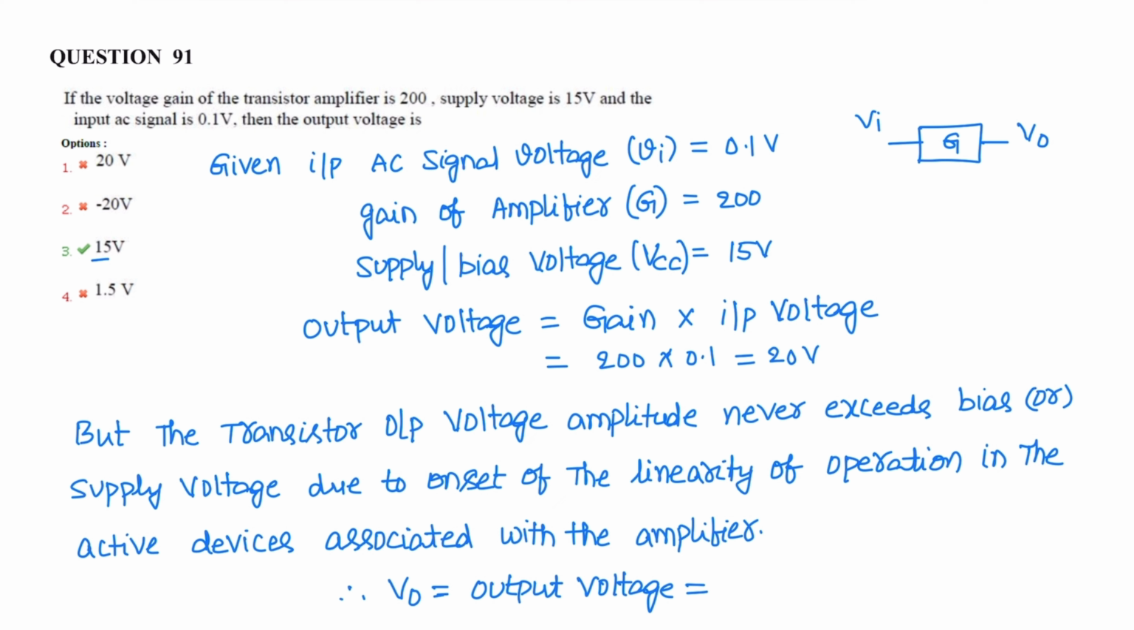But this 20 volts option is incorrect because in a transistor, the output voltage amplitude never exceeds bias or supply voltage due to the onset of nonlinearity. So due to the onset of nonlinearity, the transistor output voltage amplitude never exceeds bias or supply voltage. Therefore, output voltage is biasing voltage VCC, which is 15 volts. So correct answer is option 3.